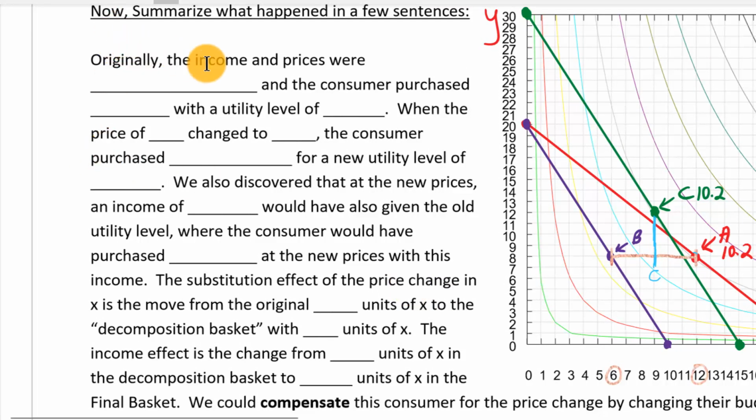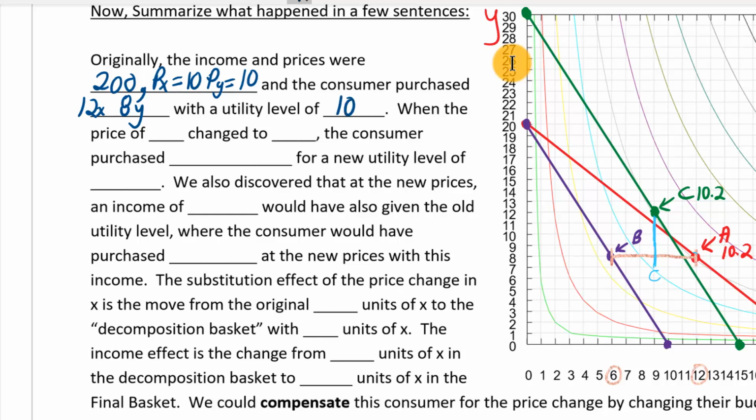So originally, the person's budget was $200, and the price of X was 10, and the price of Y was also 10. And what did this person buy? Well, they used to buy 12 X's and 8 Y's. And their utility level was 10.2. That's how happy they were.